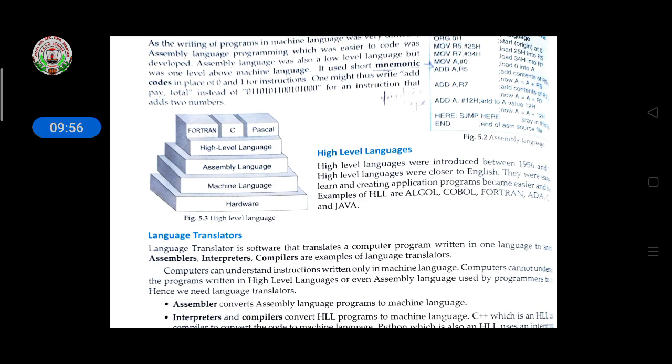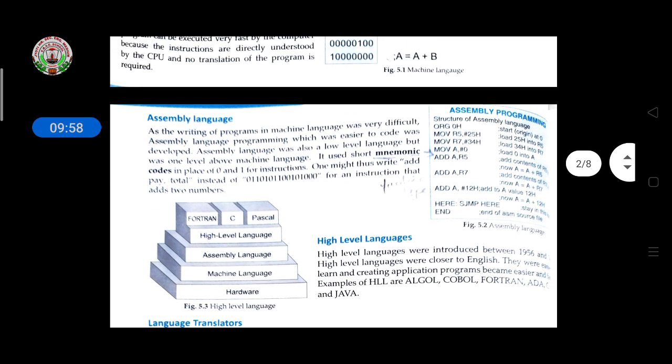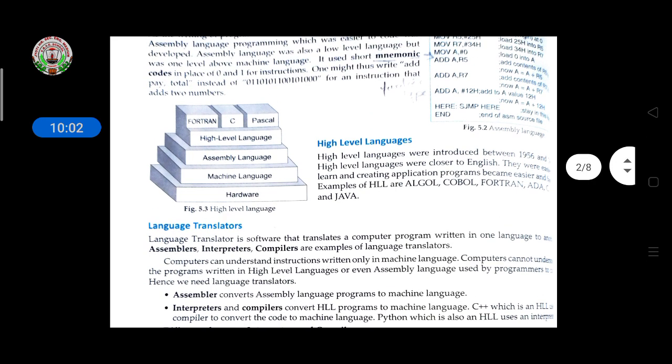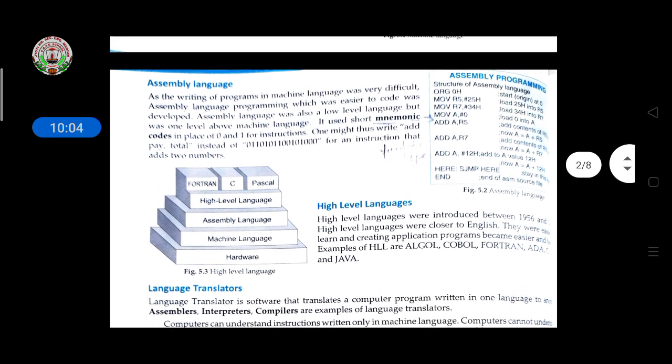So with high level languages like Java and Fortran, we are able to make software also, and this software is easy for us to handle. Then students, language translators we will discuss in the next class.